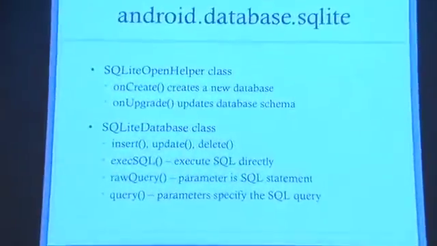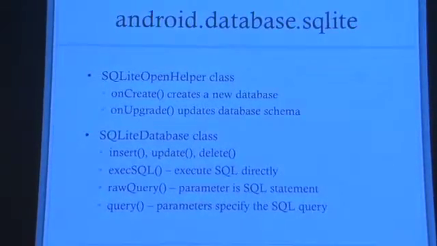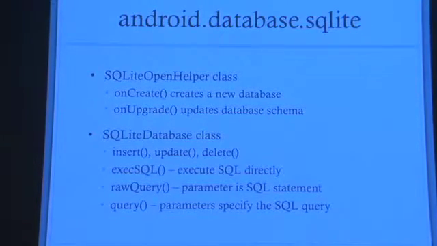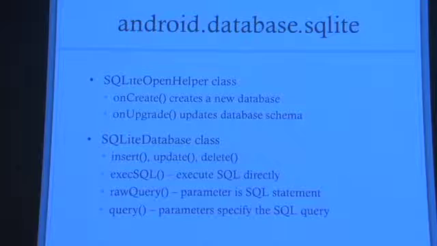And then the SQLiteDatabase class has all the methods for inserting, updating, and deleting data from your database tables. There's also a couple methods that take direct SQL query language and execute them. And then there's these two query methods, one of which takes a SQL statement as its parameter, and the other one whose parameters specify the SQL query. And these two query methods return a cursor object. The query methods are basically used to get the data out of the SQLite database, and we're going to go over this.